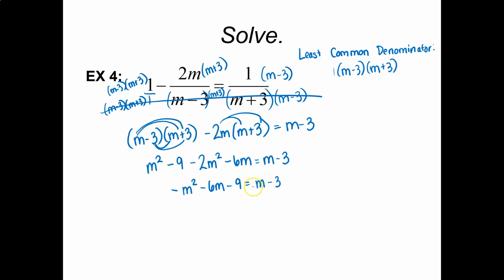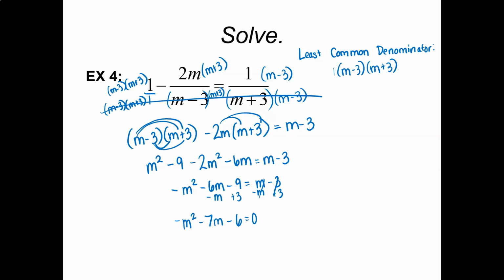So quadratics, I need to move everything to one side. If I subtract this m here and add that 3, I got negative m squared minus 7m minus 6 equals 0. Ooh, I do not want to factor with a negative m squared. Okay, I could just multiply everything by negative 1.